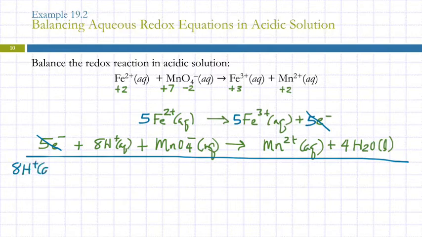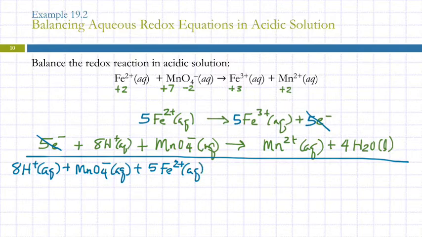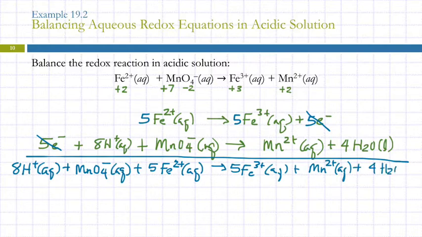So we've got 8 hydrogen ions plus 1 permanganate ion plus 5 iron 2 ions. And that's going to make 5 iron 3 ions and a manganese ion and 4 water molecules.